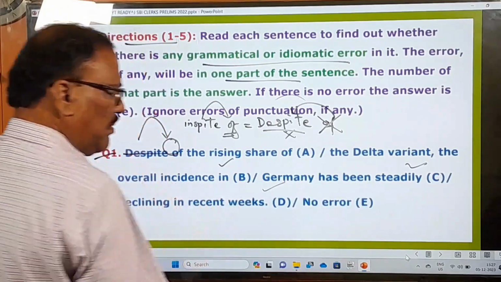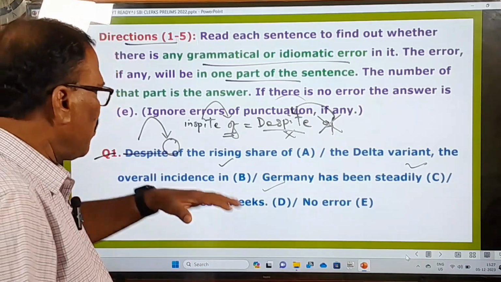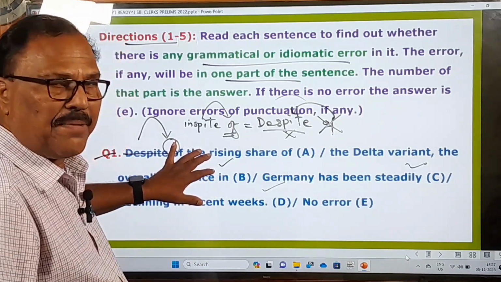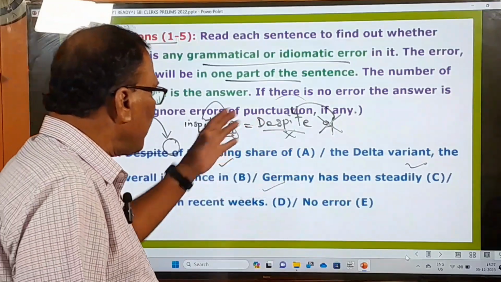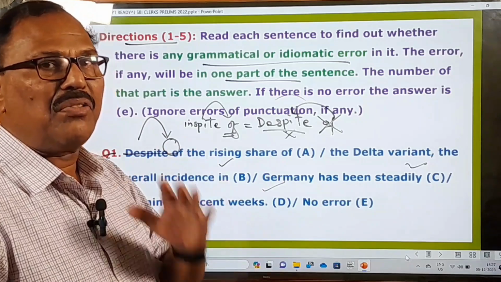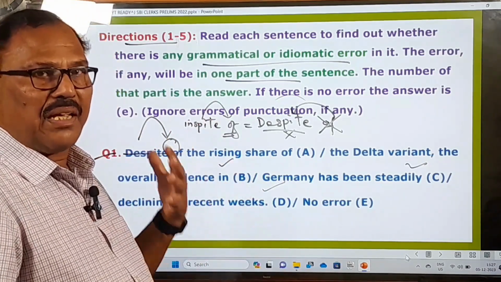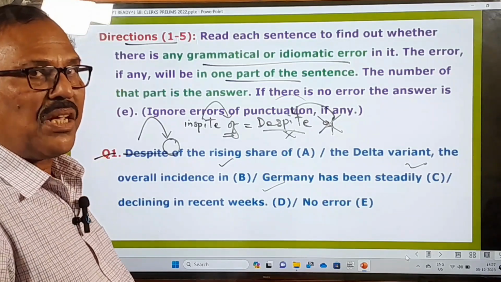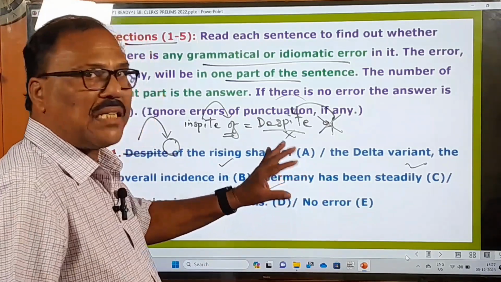declining in recent weeks. And I have already told you that you should not read in the examination all these parts separately or individually, but you have to read all these parts like one sentence. Then only you will be able to identify or locate the grammatical error in the sentence. Otherwise, you cannot find it. Please keep this point in your mind: read the sentence as a whole.